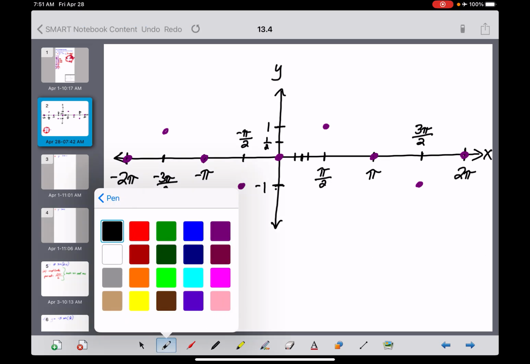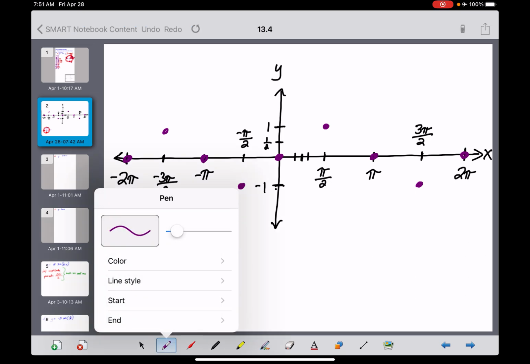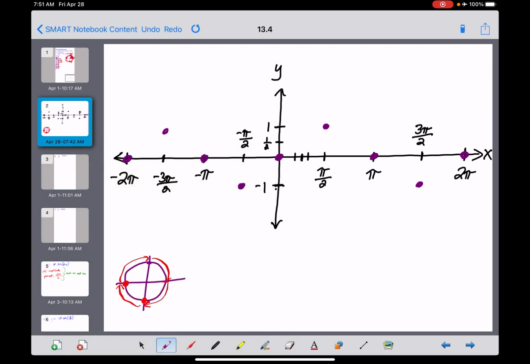So what points did we come up with, guys? At pi over 6, we came up with a y value of 1/2. So we should get a point right about there. At pi over 4, it was root 2 over 2, which is 0.7, which is about there. Just kind of eyeballing here, guys, something like that. And at pi over 3, it went all the way up to 0.866.